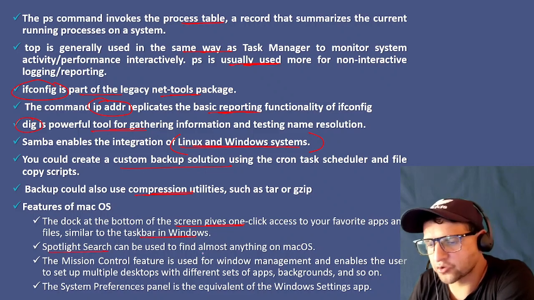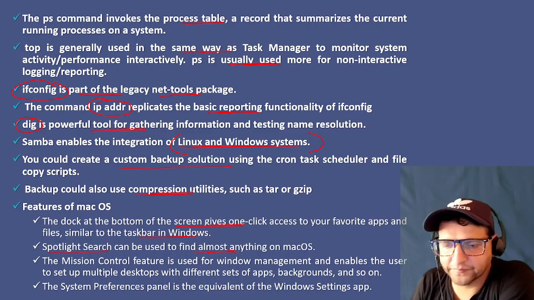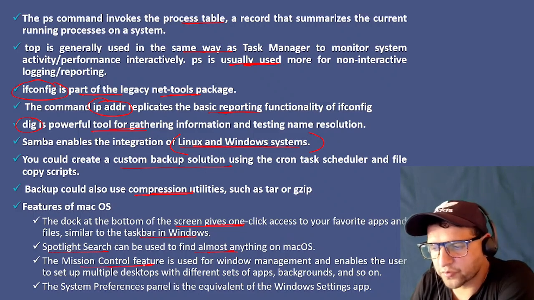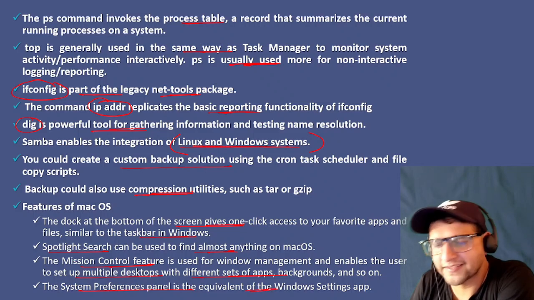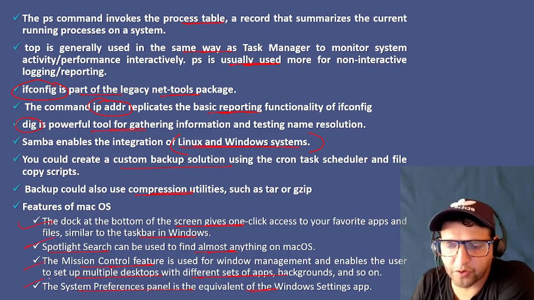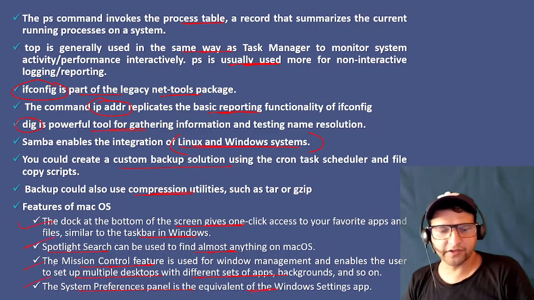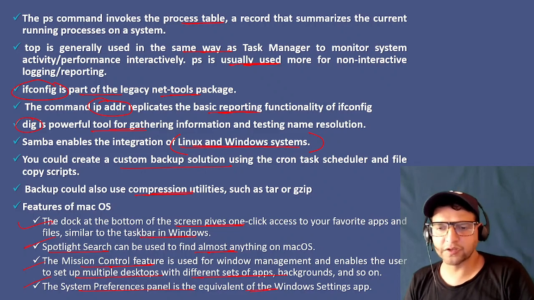Spotlight search can be used to find almost anything on Mac. Mission Control is used for window management. It enables the user to set up multiple desktops with different sets of apps. And the System Preferences panel is equivalent to the Windows Settings app. So please remember those four options. You are going to see one question. I'll not let you know directly which question, but you're going to get one question in the exam.